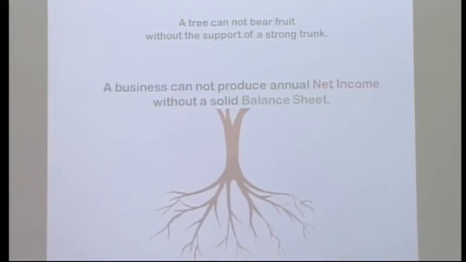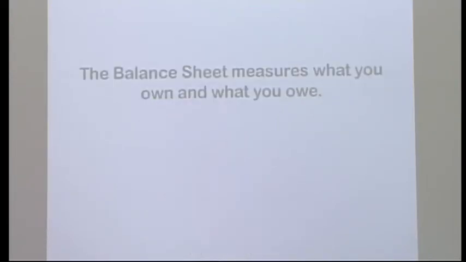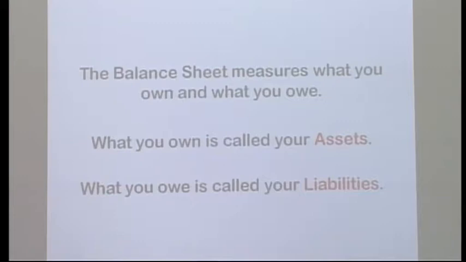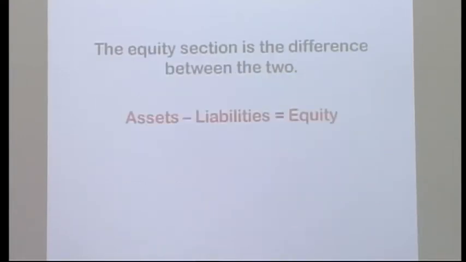A business cannot produce annual net income without a solid balance sheet. Let's understand. The balance sheet measures what you own and what you owe. What you own is called your assets, and what you owe is called your liabilities. You know it: short-term and long-term liabilities, also long-term and short-term assets. The equity section is the difference between assets and liabilities. It means your equity, stakeholders' or shareholders' equity.